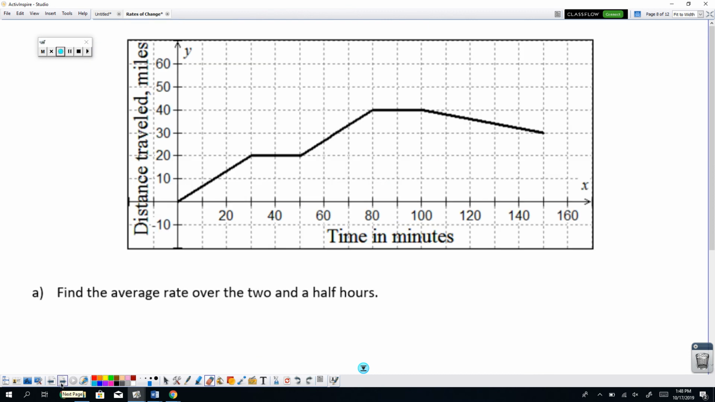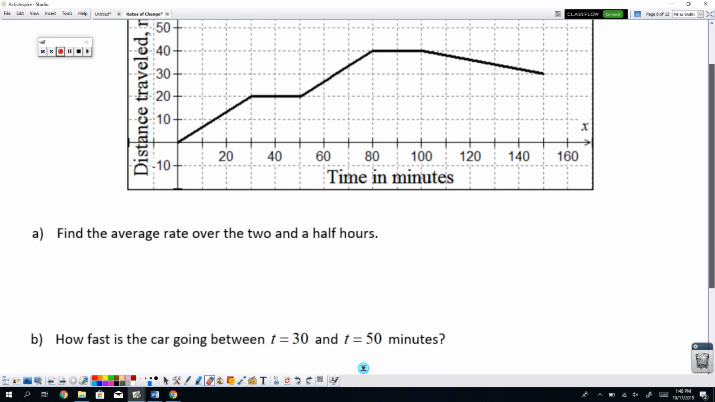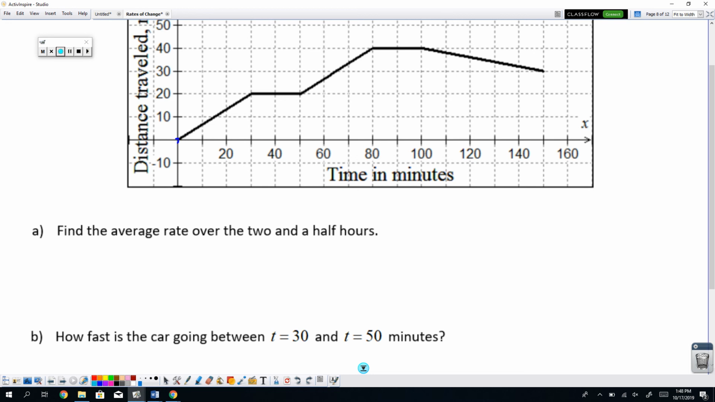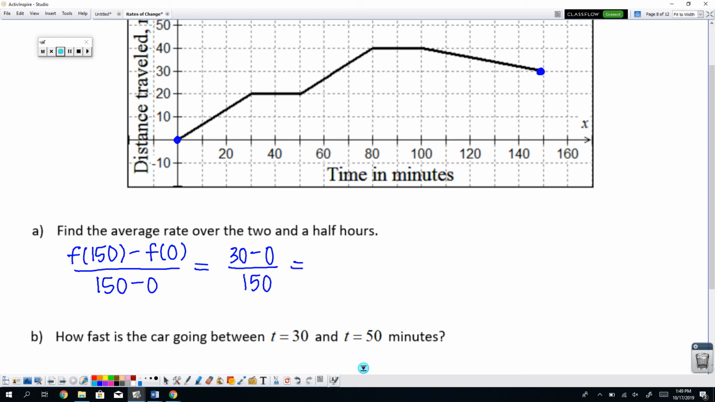Okay? So now what we're going to go through is we're going to talk about find the average rate of change over the 2.5 hours. So since it's asking us about 2.5 hours, you want to look at the beginning and the end. We're doing the secant line for the beginning and the end. So what you really need is f of 150 minus f of 0 over 150 minus 0. Which gets you 1/5. Okay?